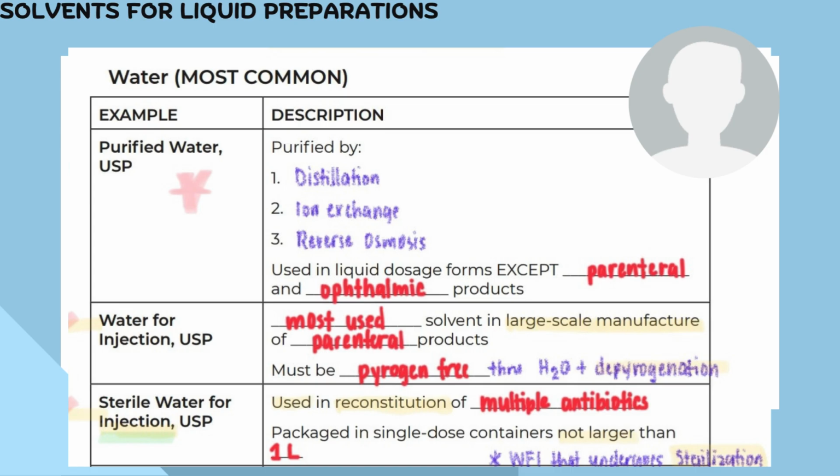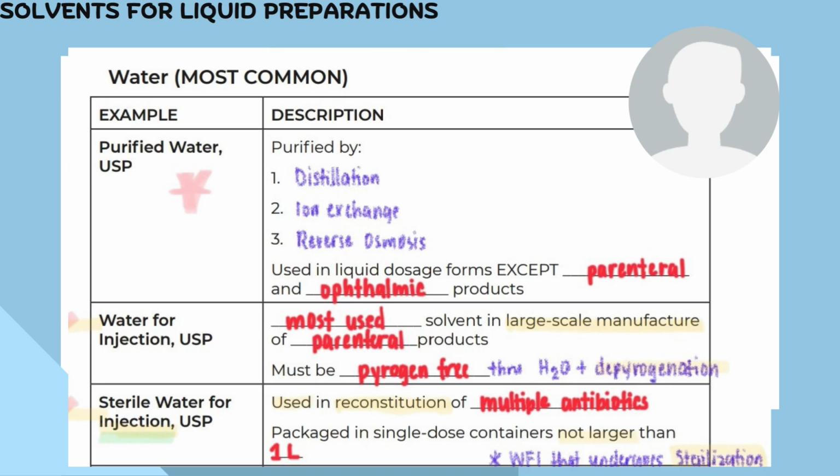Second, we have the ion exchange. This uses resins to remove unwanted ions like calcium, magnesium, chloride that make water hard. It produces water that is chemically pure, free from charged particles. And then third, the reverse osmosis. So water is forced through a semipermeable membrane that filters out impurities and microorganisms. This is the most efficient and commonly used method today in pharmaceutical industries.